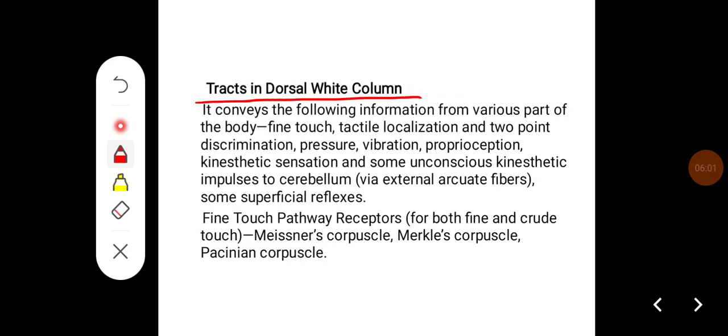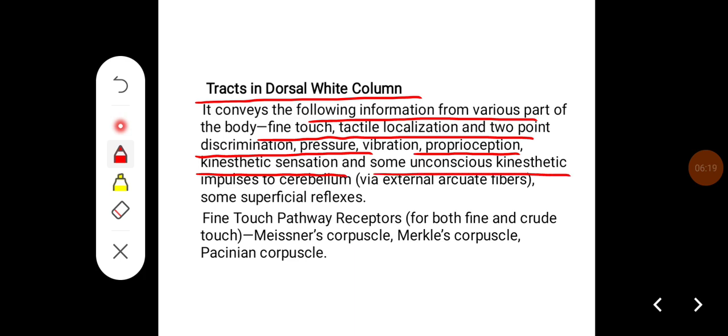Tracts in the dorsal white column. These tracts convey the following information from various parts of the body: fine touch, tactile localization, two-point discrimination, pressure, vibration, proprioception, kinesthetic sensation, and some unconscious kinesthetic impulses to the cerebellum via external arcuate fibers. They also convey superficial reflexes as well.